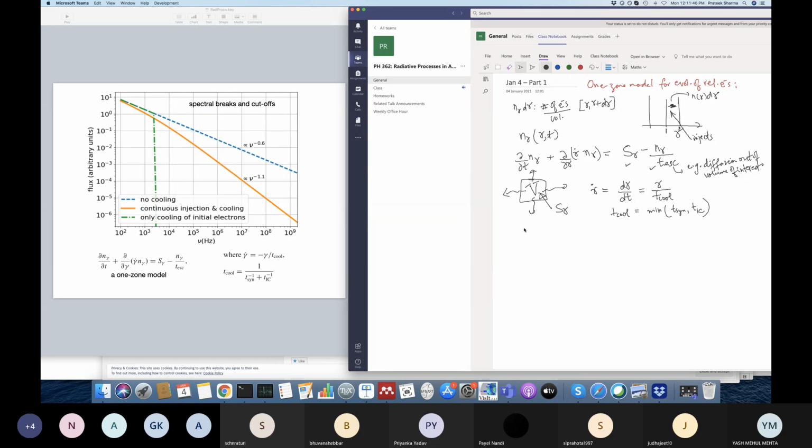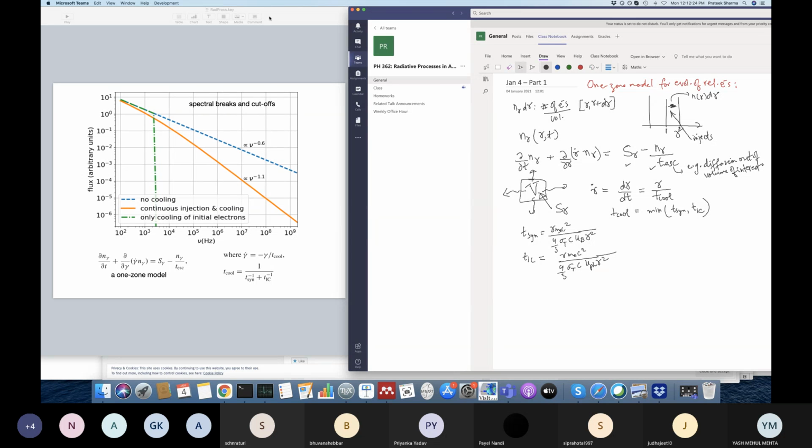Okay, and we know that the synchrotron cooling time scale is equal to γ m_e c² divided by (4/3) σ_T c U_B γ², right? And t_inverse Compton is equal to γ m_e c² divided by (4/3) σ_T c U_ph γ².